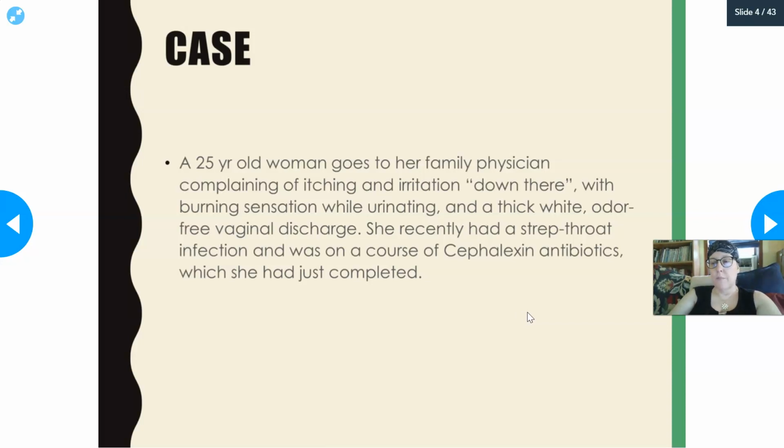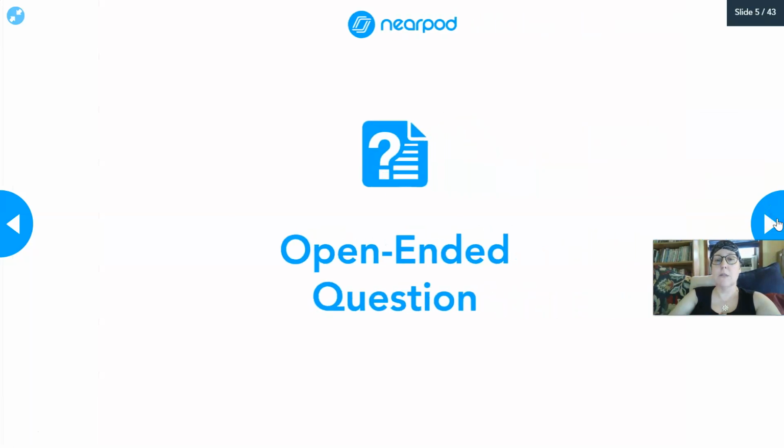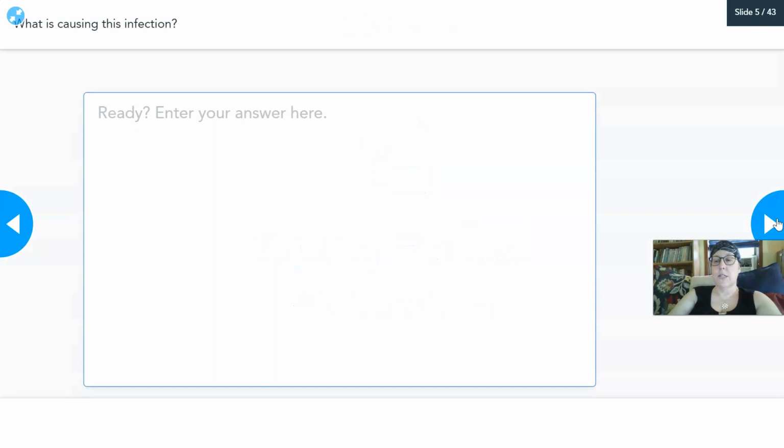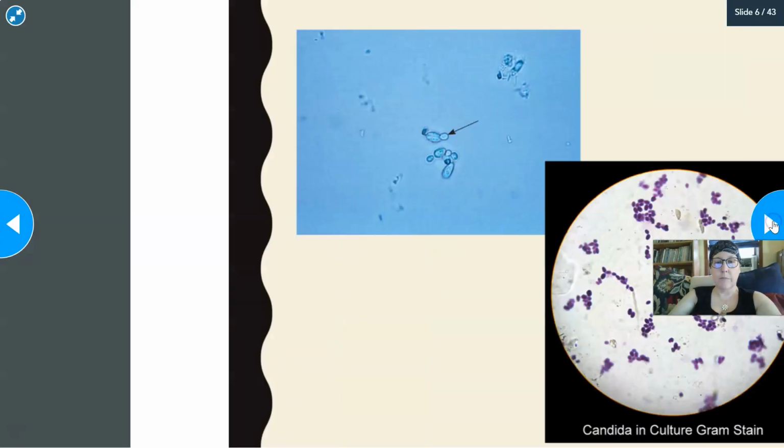So if you're a female, you can probably really relate to that, or know a female that has experienced these kinds of symptoms. They are quite common. So what would be your first guess as to what's going on with this patient? What is causing this infection? Put your gut answer there, your instinct.